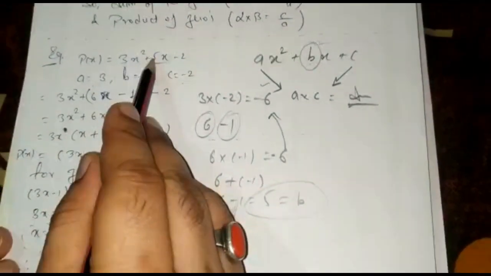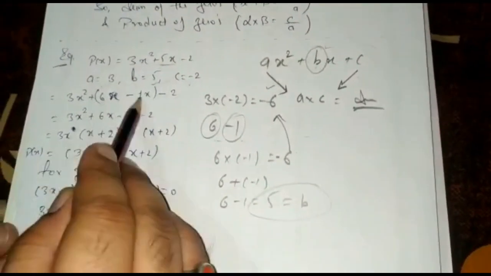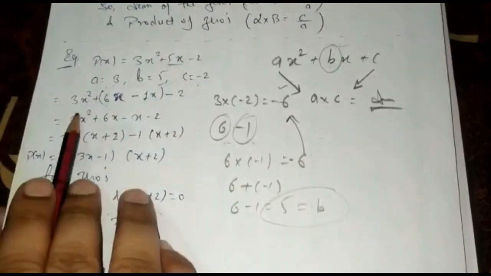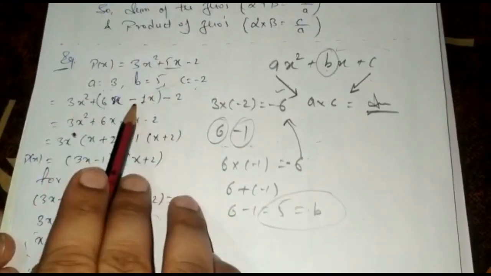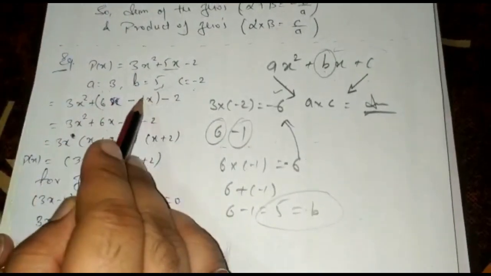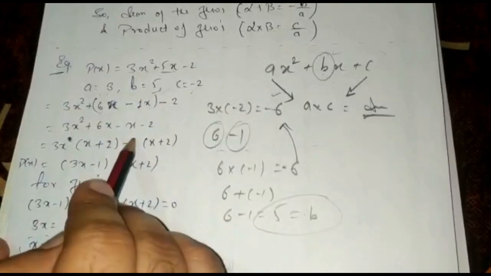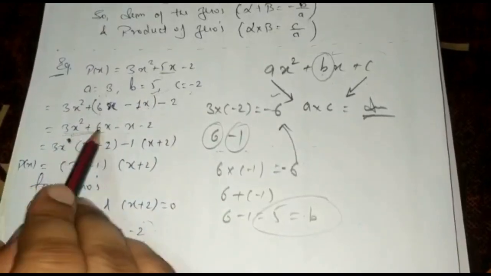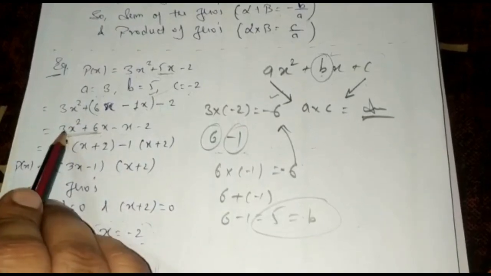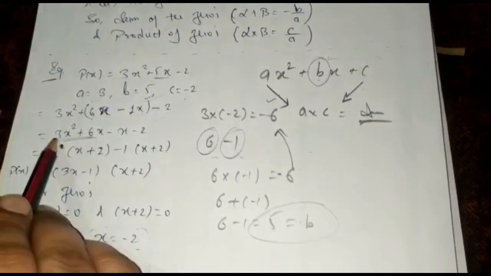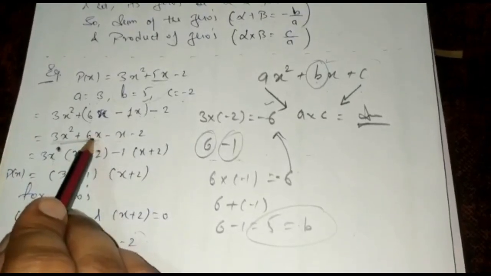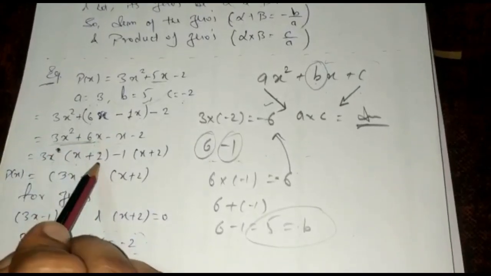So can I write 5x as 6x minus x? 6x minus x will again be 5x. So 3x square plus 6x minus x minus 2. From 3x square plus 6x, what we get common is 3x. If we take out 3x as common, what will remain is x plus 2.